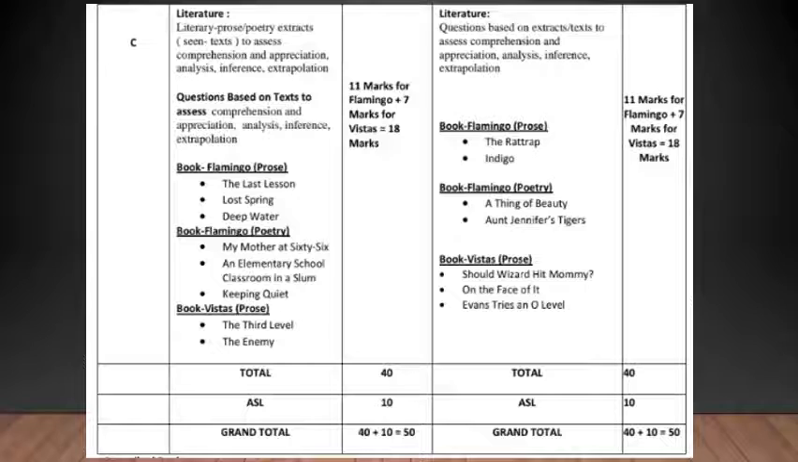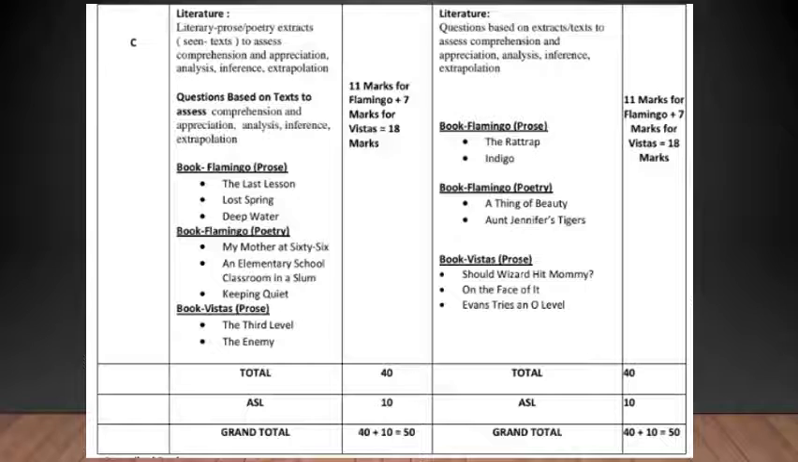It's going to be the rationalized syllabus this year for the academic year 2021-22. You have 2 textbooks. One is a main course book, that's Flamingo, and another one is Vistas, which is a supplementary reader.